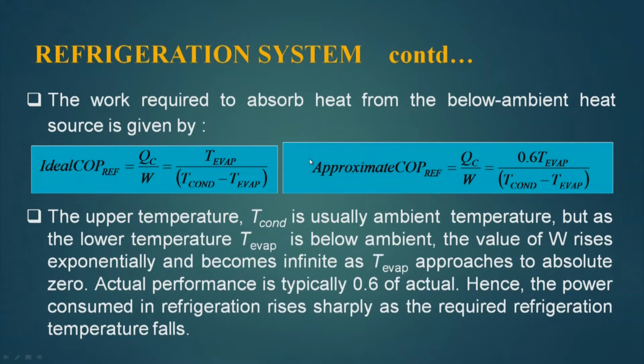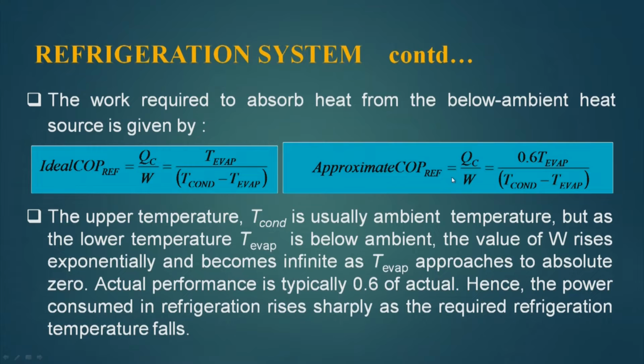but if we see a non-ideal COP, that means an actual or approximate COP, then an efficiency factor is added to this. This is 0.6. So, the upper temperature T condenser is usually the ambient temperature, but the lower temperature, that is the T evaporator, is below ambient, and the value of W rises exponentially and becomes infinite as T evaporator approaches absolute 0.